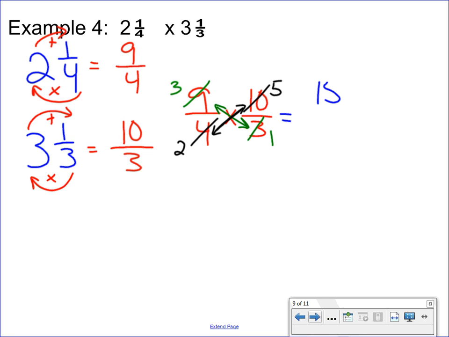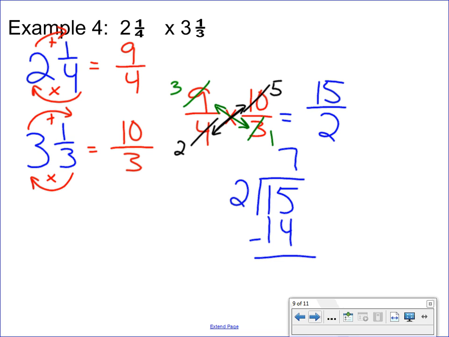3 times 5 is 15. 2 times 1 is 2. Much easier numbers to work with. 15 divided by 2 is a lot easier than 12 divided by 9, or 90 divided by 12. So let's see what we have here. 2 times 7 gives me 14. 15 minus 14 is 1. So my answer then is 7 and 1/2.